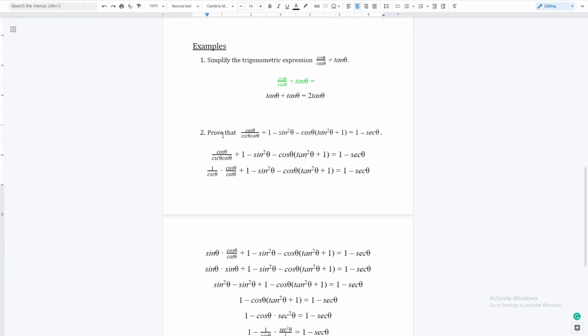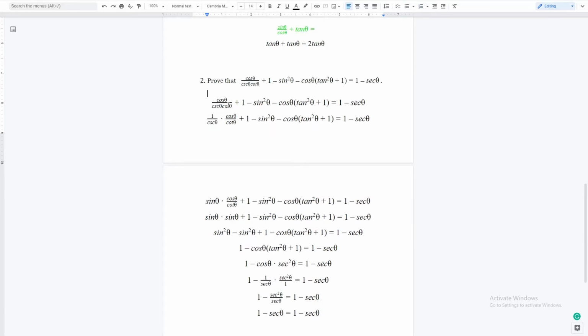Number 2. Prove that cosine theta over cosecant theta times cotangent theta plus 1 minus sine squared theta minus cosine theta times tangent squared theta plus 1 equals 1 minus secant theta. So what is the first thing we want to do? First, we would want to break up our expression into something that's a little easier to analyze.